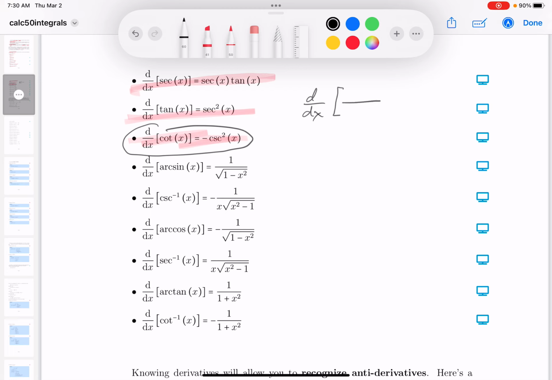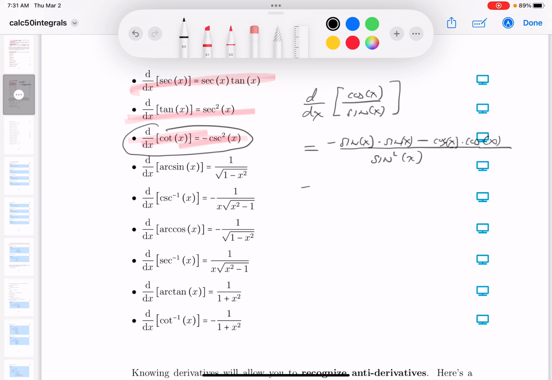I'm saying cotangent can be written as cosine x over sine x. Let me derive this one by knowing some simple things. Quotient rule for one. It's going to be sine squared of x in the denominator. Then you're going to get sine x times the derivative of cosine, which is minus sine x. Then it's going to be minus cosine x times the derivative of the bottom, which is cosine x.